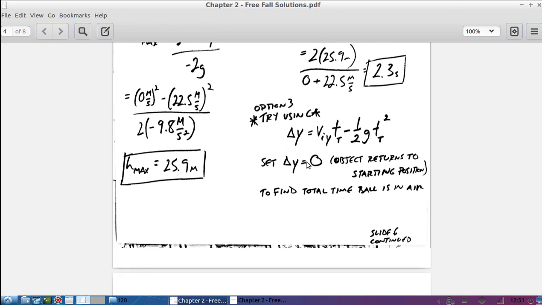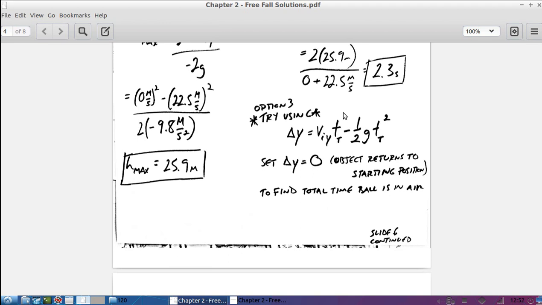Try this on your own. Use this equation right here. It's a quadratic. At first glance, I'm not really interested in using it, but this delta y is 0. Set this delta y equal to 0. You know everything in here but the time, so try and solve for the time.